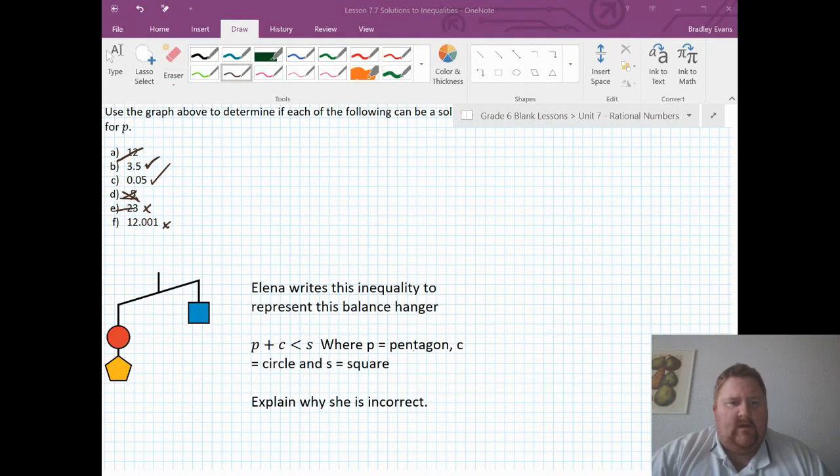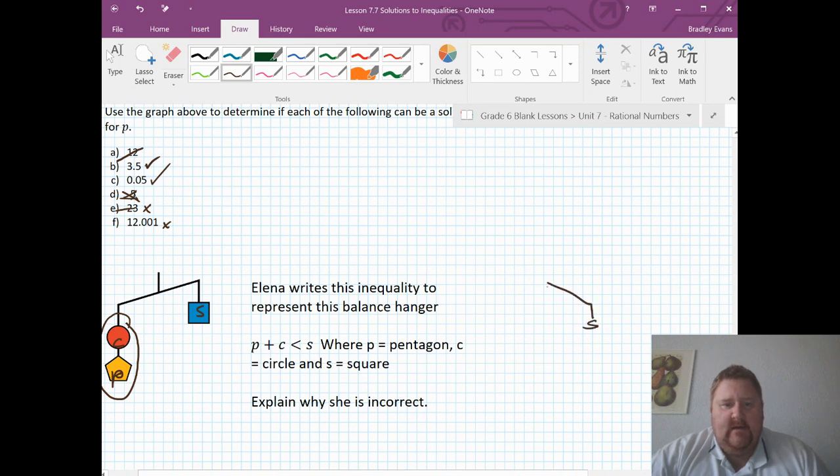Okay, Eleanor writes this inequality to represent this balance hanger. P plus C less than S, where P is the pentagon, C is the circle, and S is the square. Let's see what she's done wrong. C plus P is obviously this side. And she said that it weighs less than S. Well, that's incorrect because if C plus P weighed less than S, our balance hanger would be the opposite way. The S would be down and the C and P would be up. All right, because the S is going to weigh more. So she's clearly wrong, poor Eleanor.